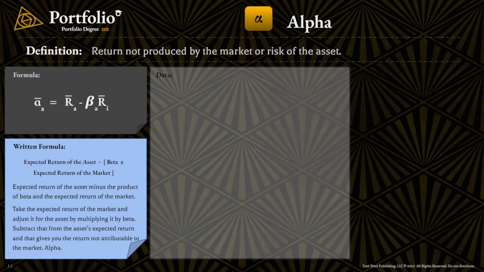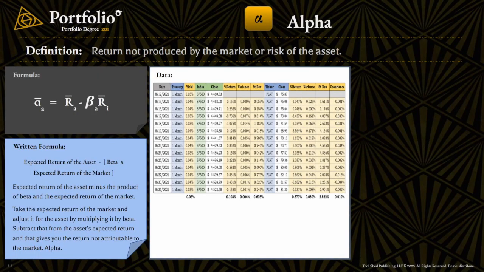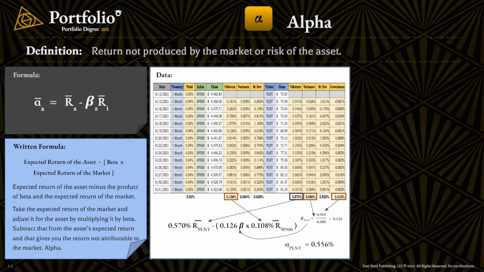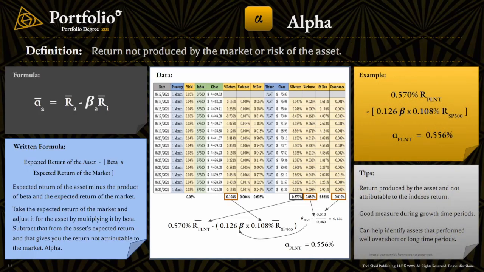Getting into alpha. Alpha is really the metric that helps you understand the portion of an asset's return that's produced by the asset itself and not the market. Now, there are several ways to calculate alpha. The way that we coach is to take the expected return of the asset and subtract that from the product of beta and the expected return of the market. So when you take beta and you multiply it by the market's expected return, that tells you how much return the market produced. Then you subtract that from your asset's expected return to figure out how much of the total return was not explained by the market movements.